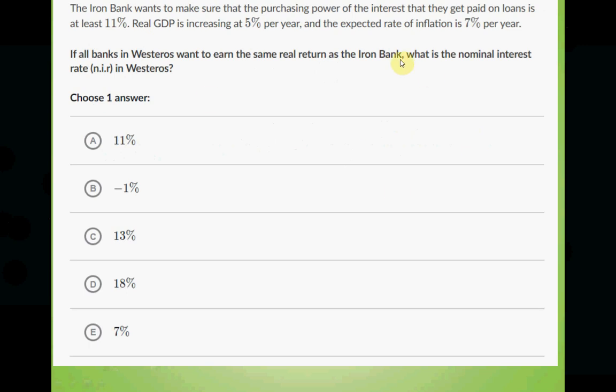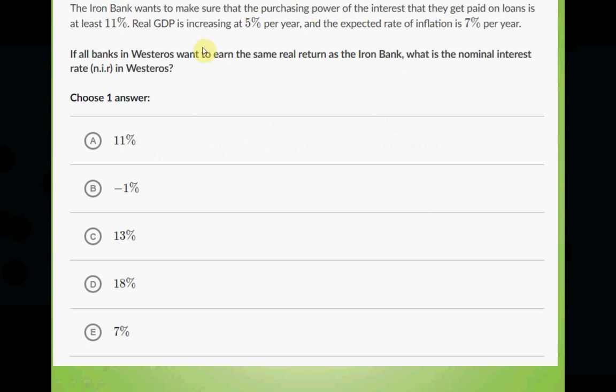Ooh. Oh, man. There's some distracting information in this one. The AP exam does this stuff too, where they like to give you questions that have more information than they actually need. Can you figure out what information is not necessary? Well, let's look at the question again. The Iron Bank wants to make sure that they get at least 11% interest on loans. So they want to make sure that the real money they're making back is at least 11%. Make sure the purchasing power of interest they get paid on loans is at least 11%.